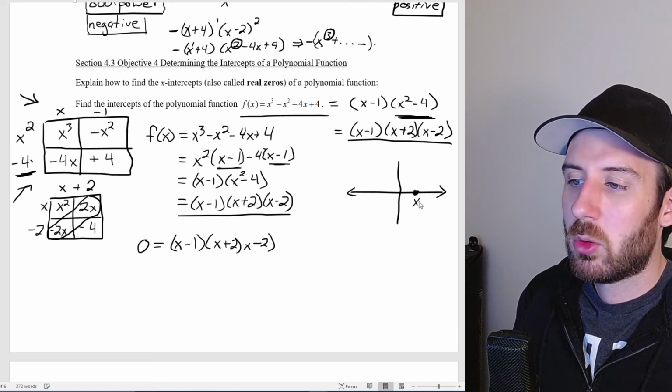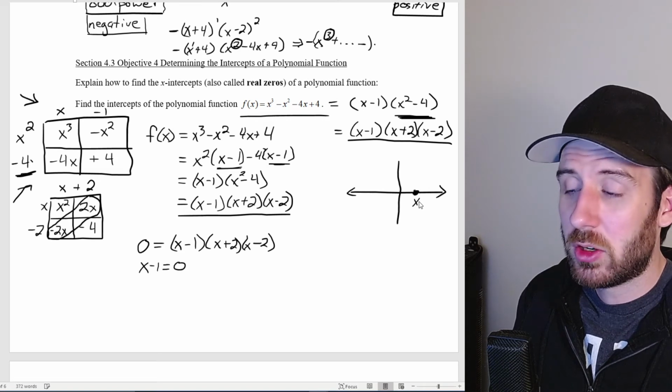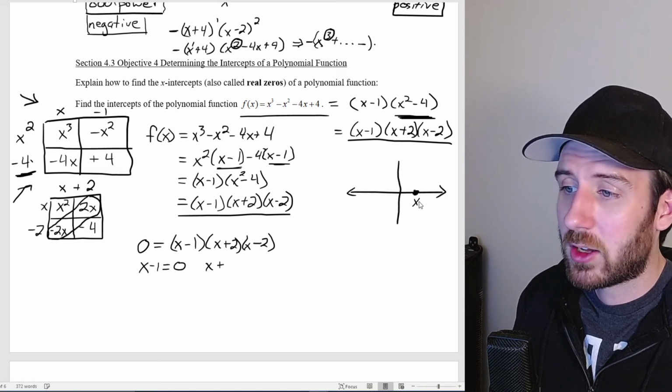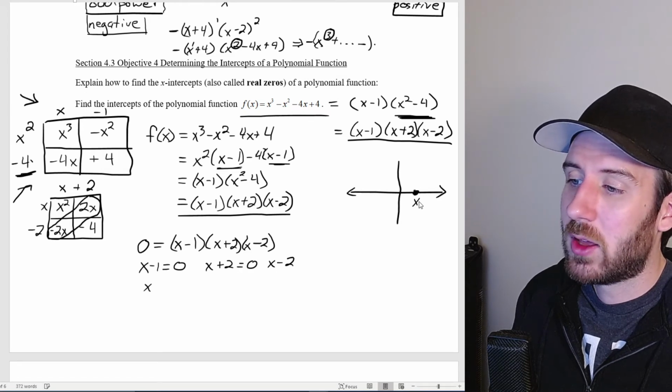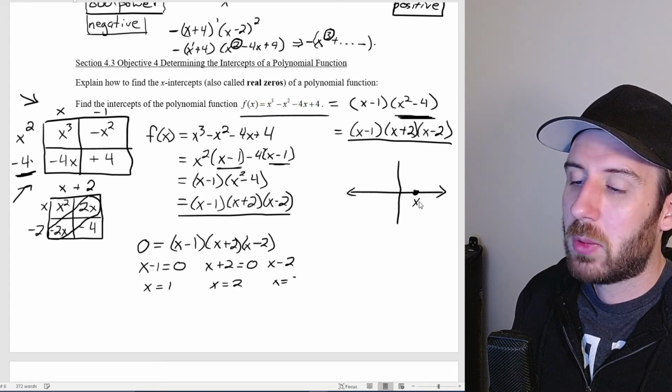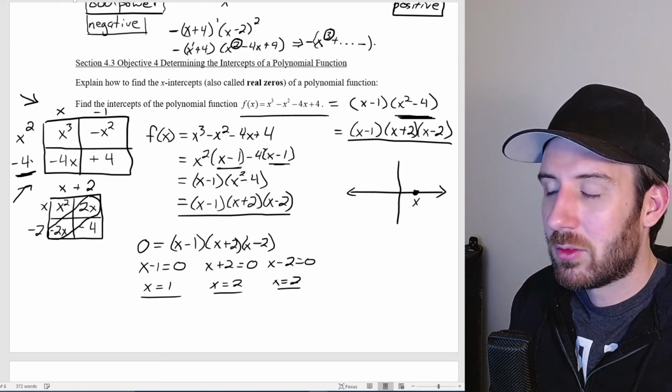Well, that's going to be pretty simple. We're looking then for when does x minus 1 equal 0, because if it equals 0, the whole thing equals 0, and same thing for x plus 2. And same thing for x minus 2. So it's going to be x equals 1, x equals minus 2, and x equals positive 2 for all of our zeros.